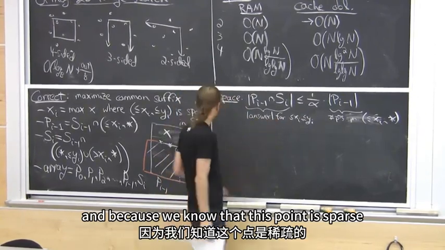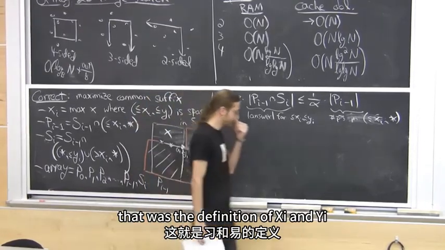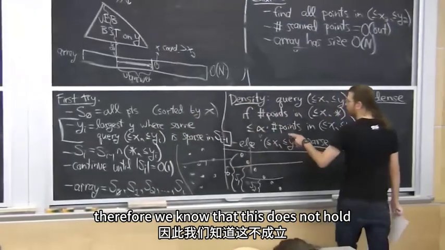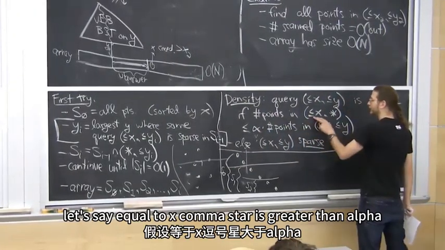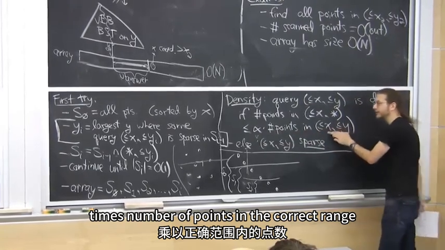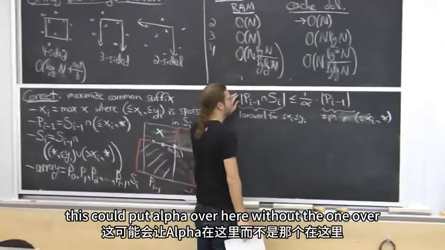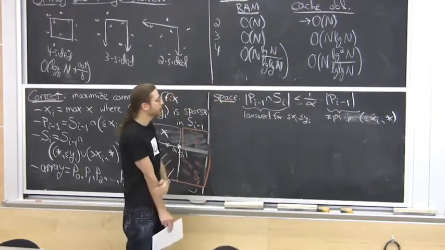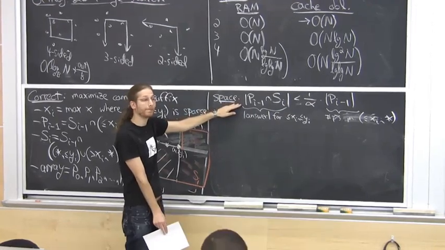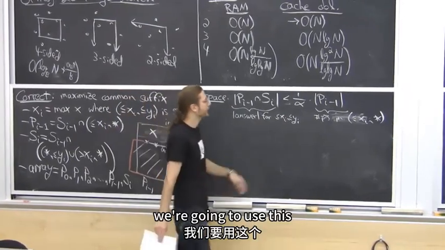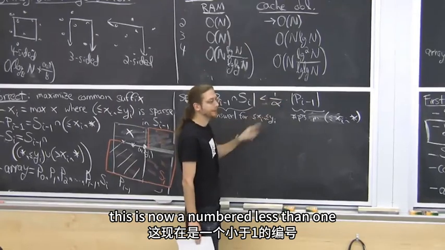And because we know that this point is sparse, that was the definition of x_i, y_i, it was the maximum sparse point, so it's a sparse point. Therefore, we know that this does not hold. So the number of points less than or equal to x_i star is greater than alpha times the number of points in the correct range. And if I got it right, that should be this. I could put alpha over here without the 1 over. And I guess this is strictly greater. No big deal. So that's the definition of sparsity. This is the cool thing we know. Now, we're going to use this. This is now a number less than 1.